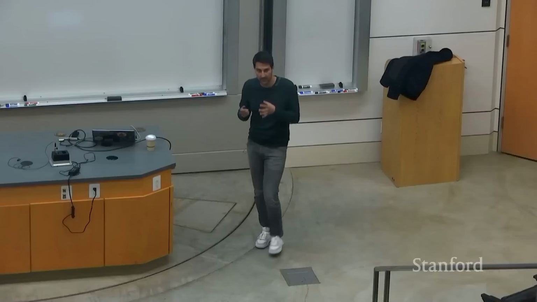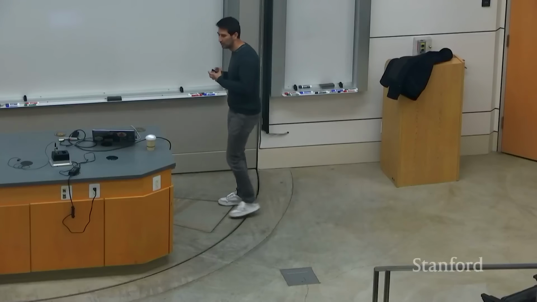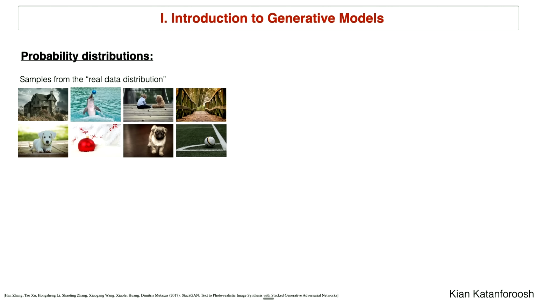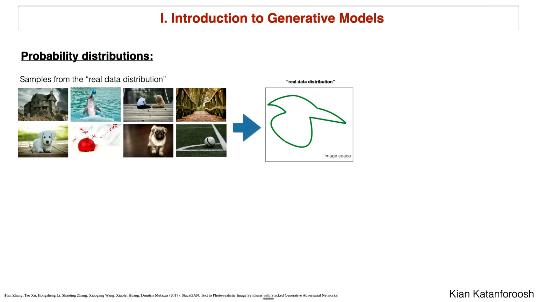So the task is actually a probabilistic task where you have a sample of real images. And if you were actually to plot that in a high dimensional space, maybe you'll get some sort of a shape like this one, which we would call the real data distribution. Of course, I'm presenting it in 2 dimensions here. In practice, it's not 2-dimensional. It's many more dimensions. But we wouldn't be able to visualize it together.